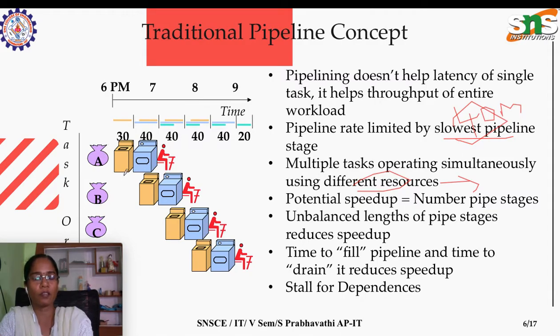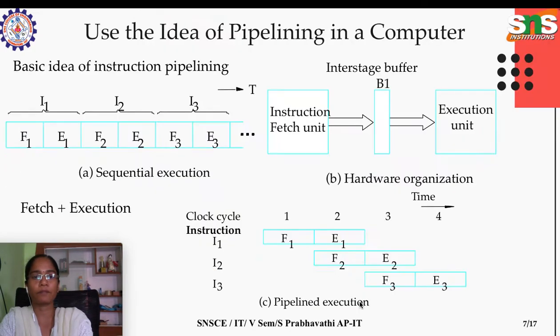So here in the laundry analogy, once the washer is done, we need to move the clothes to the dryer, and once the dryer is over, we need to move the clothes to the folder, is it not? So there is some movement, and due to that movement the performance is also reduced. Okay, the stall for dependency: in the previous slide we have seen B is waiting for a dryer, but the dryer is occupied by A, so that 10 minutes of duration is said to be a stall.